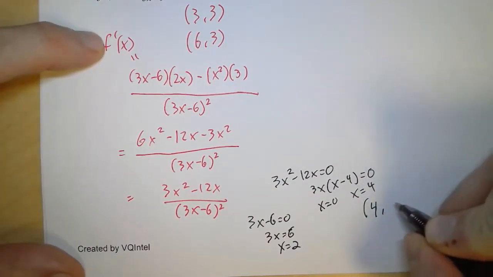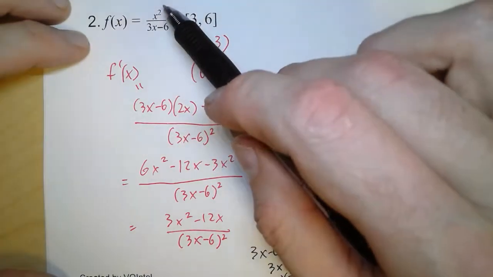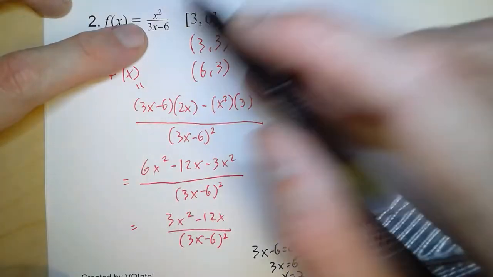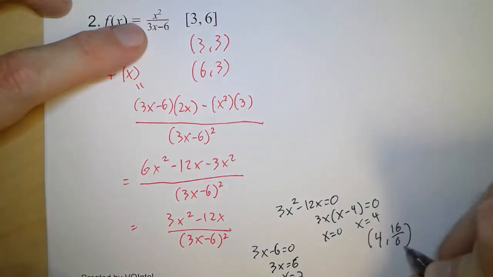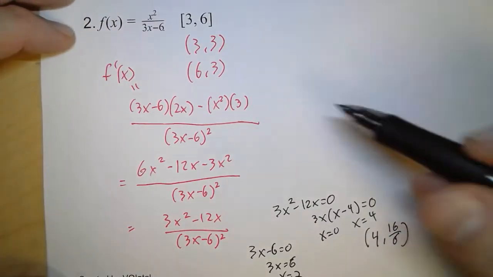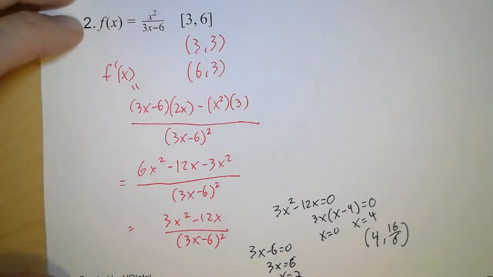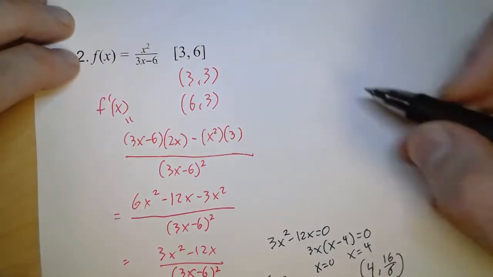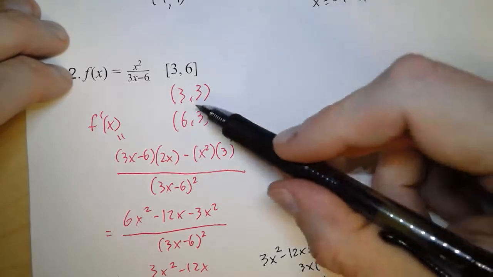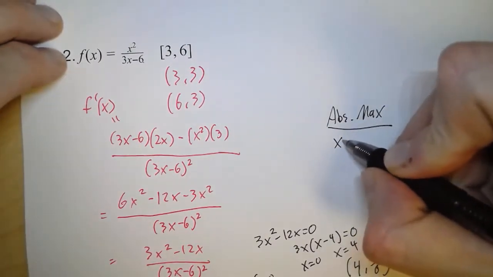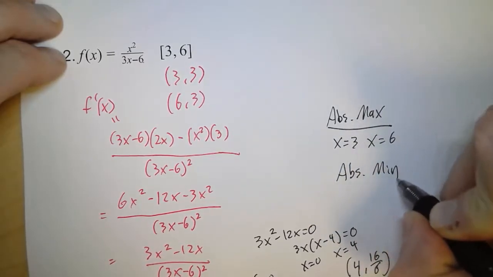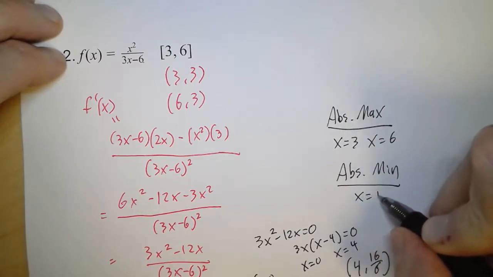So what is the coordinate at 4? If we plug 4 in, we get 16 on the top, and on the bottom we have 12 minus 6. So that's going to be 16 over 6, or that would be 8/3. And so 8/3 is actually less than 3. So for our absolute maximum, that happens at x equals 3 and x equals 6. And for our absolute minimum, that happens at x equals 4.